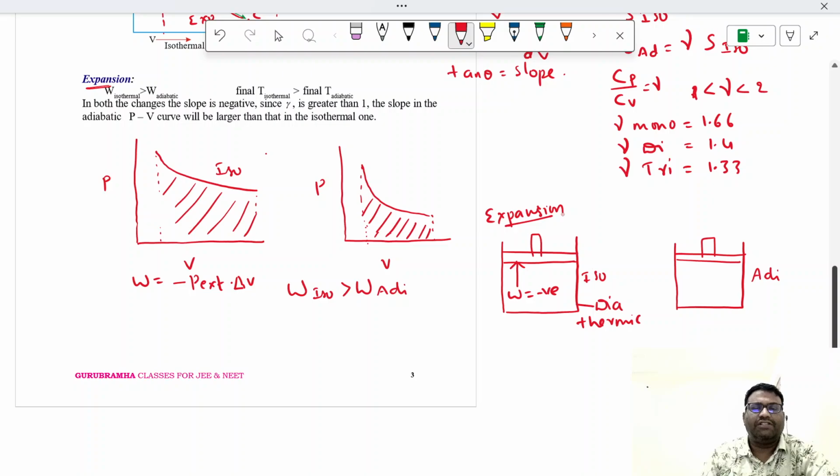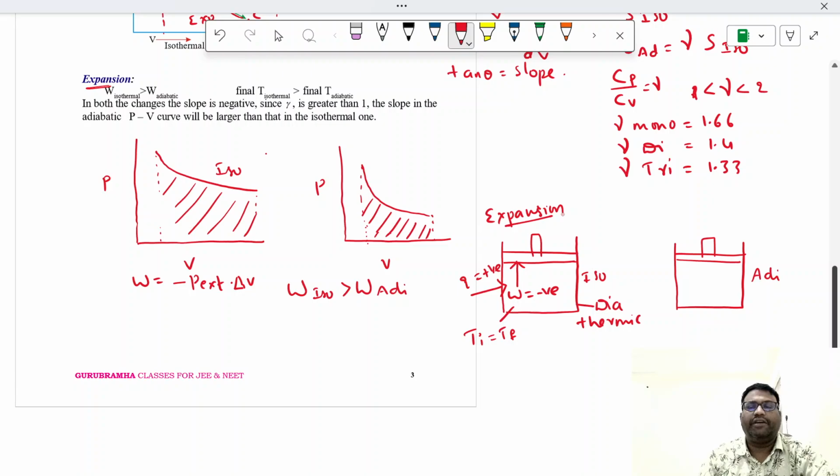Now, when work is done by the system, as this boundary is a diathermic boundary, heat can enter. Q is positive. When heat enters, there will be less change in the temperature. There is no change in the temperature. Initial temperature can be equal to final temperature. But when coming to the adiabatic process, the situation is not like that.